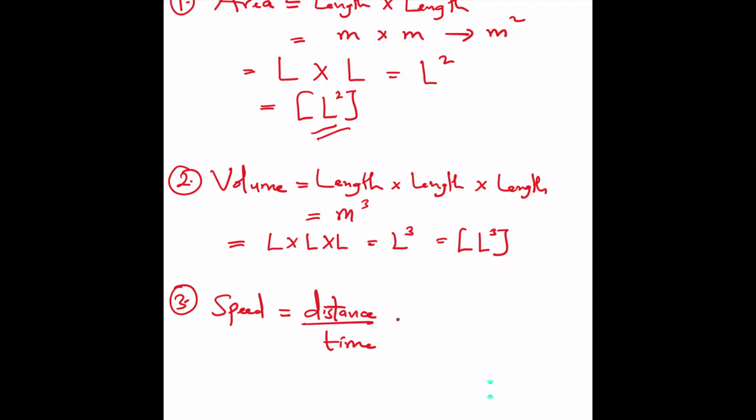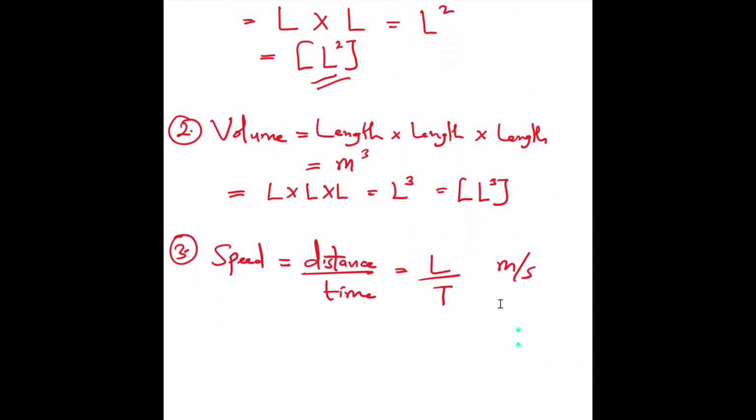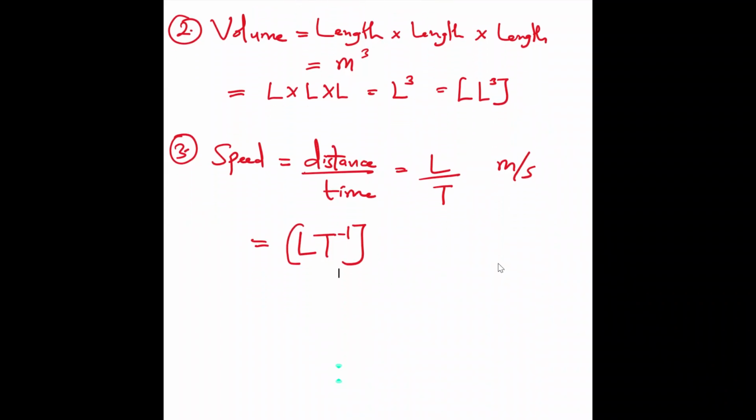So the SI unit for distance is meters, right? So that's L, and then time represents T. So the SI unit in this case is meters per second, right? The same thing with velocity is meters per second. So the way we are going to write this derived quantity is LT raised to power minus 1. So T we have raised to power minus 1.